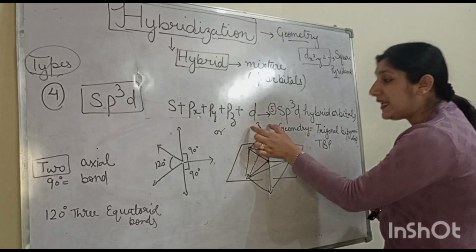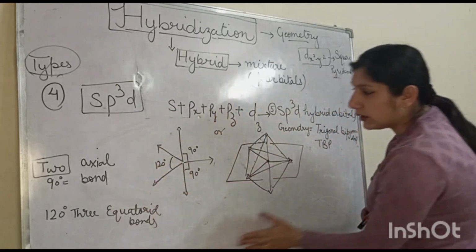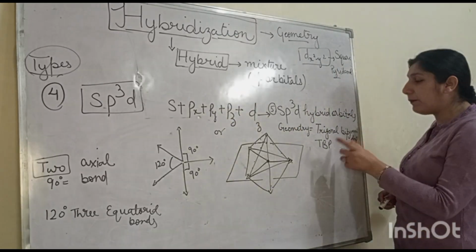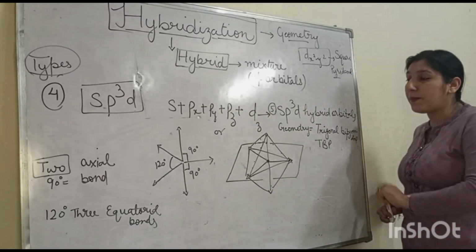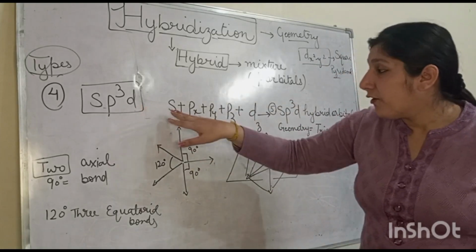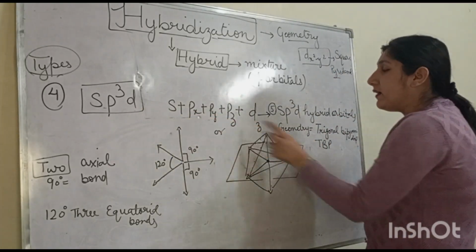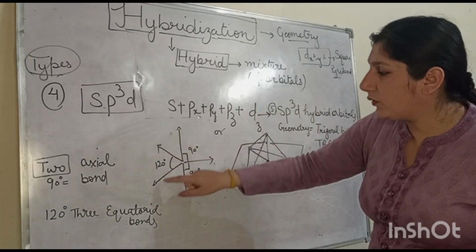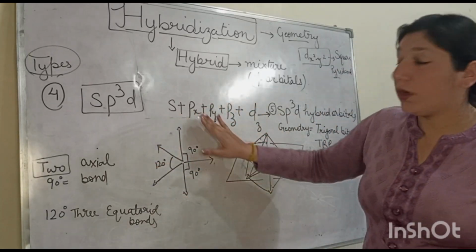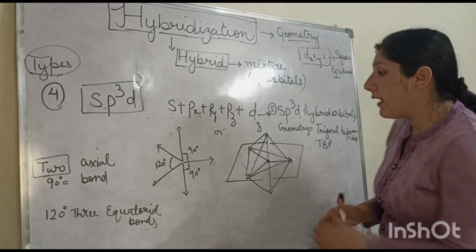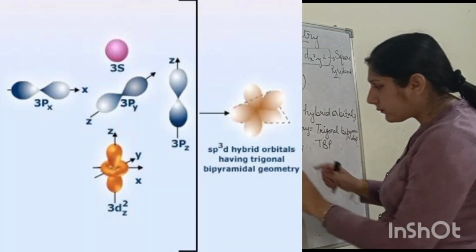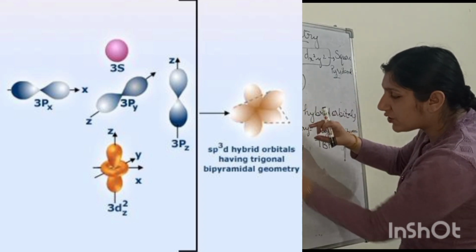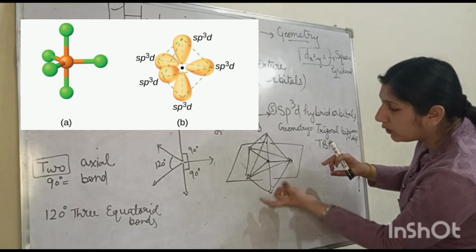Now, if dz2 orbital combines, this is the geometry of the compound that is formed, and the geometry is named as TBP, trigonal bipyramidal. Again, students, since 5 orbitals have combined, the resulting number of hybrid orbitals is 5. 1, 2, 3, 4, 5. And this geometry, to be precise, is known as trigonal bipyramidal. Because two pyramids are formed, one is above this triangle, and one pyramid is formed below this triangle.